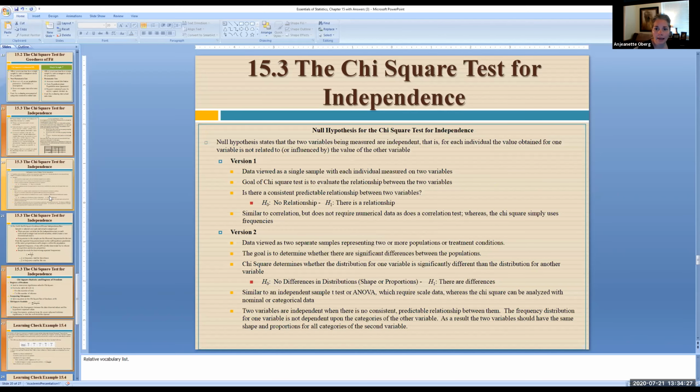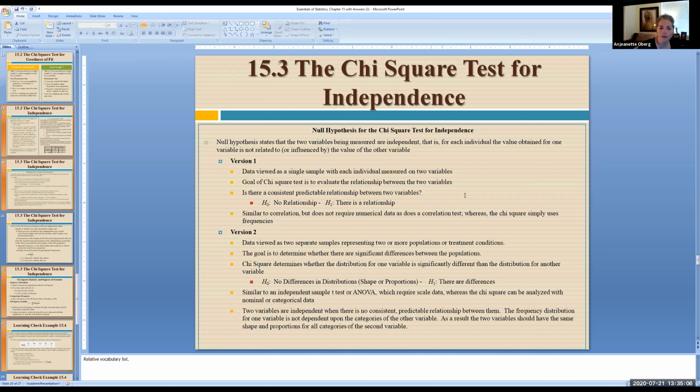So when we talk about a chi-square test for independence, we again have two different versions of what that might look like. If we're looking at evaluating the relationship between two variables, then our null is just going to be no, the two variables aren't related, and our alternate is yes, they are related. So this is more consistent with a correlation, right? We're not looking at numerical data. We're not trying to calculate a Pearson product moment r, no correlation coefficient, but we are in fact using frequencies to see if the two variables are related.